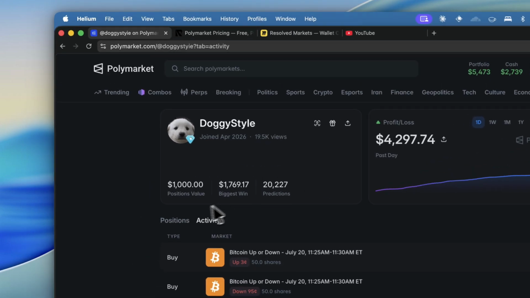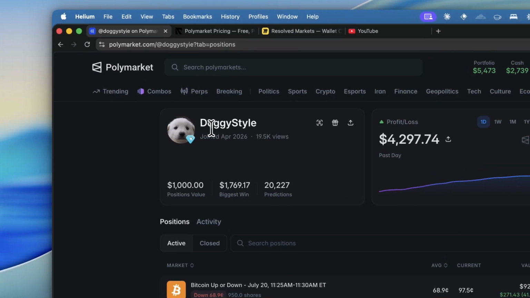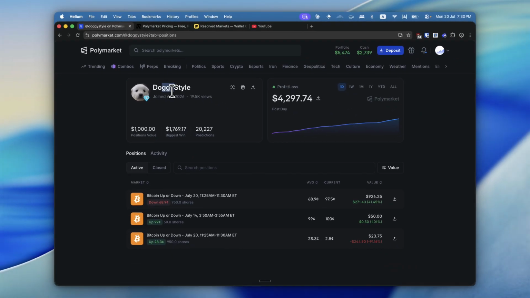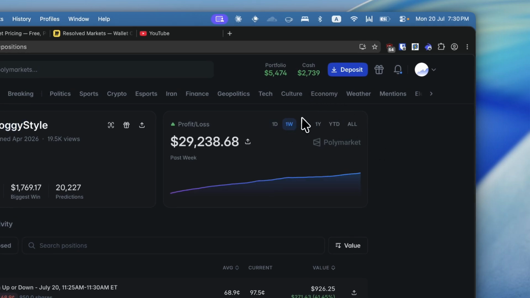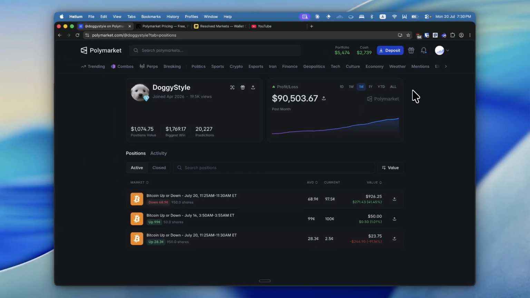So I came across this wallet, doggy style, I guess. So what it does is, first of all, look at his PNL, man. Like, made $4,000 in the last day. Last week made 30,000, and this month made 90,000. So clearly he's doing something right. And if you look at the curve, it's very profitable. So whatever he's doing is very profitable.